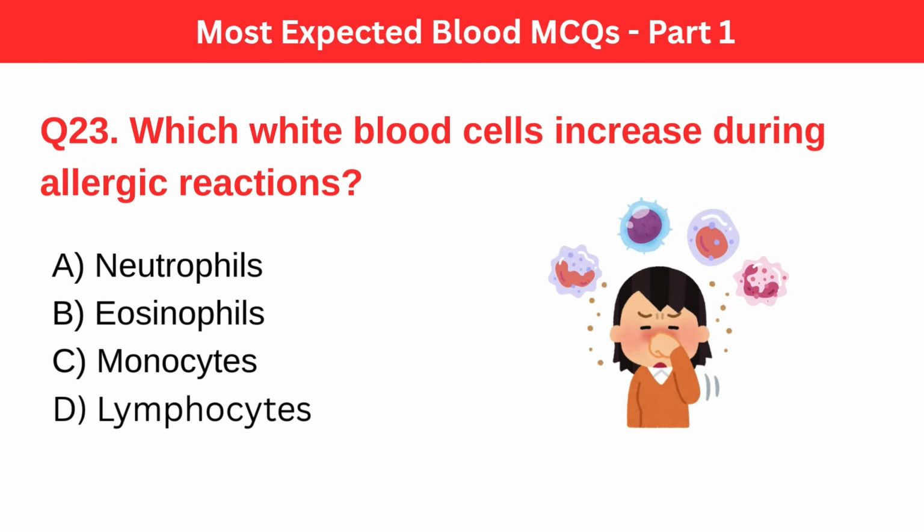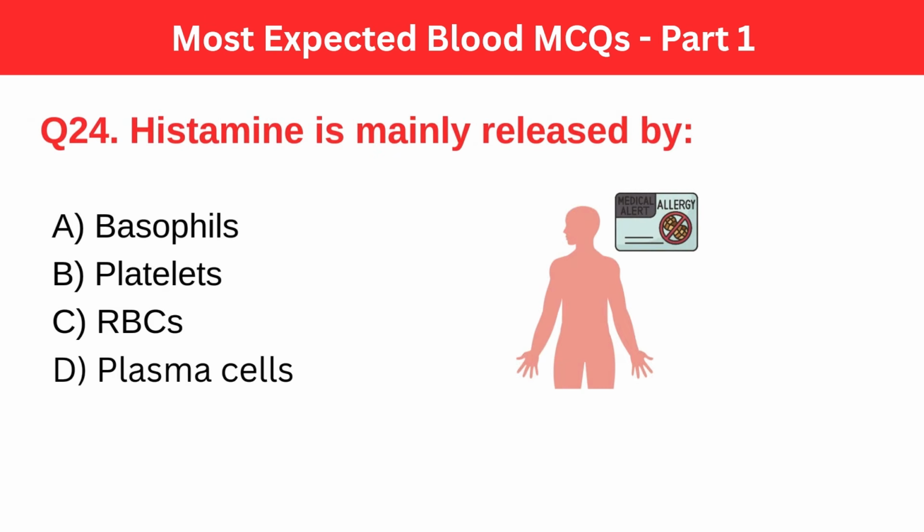Question number 23. Which white blood cells increase during allergic reactions? The right option is B. Eosinophils. Question number 24. Histamine is mainly released by. The right option is A. Basophils.